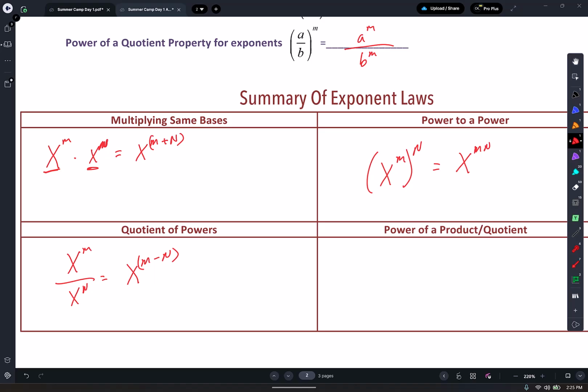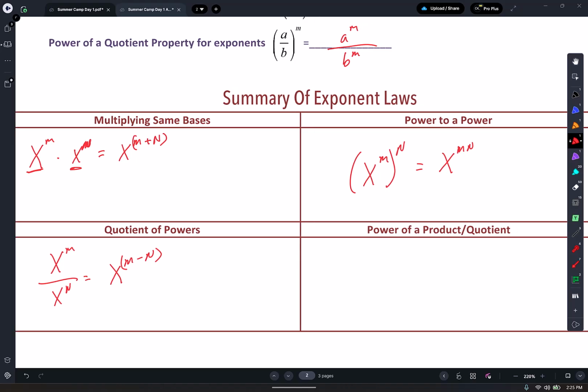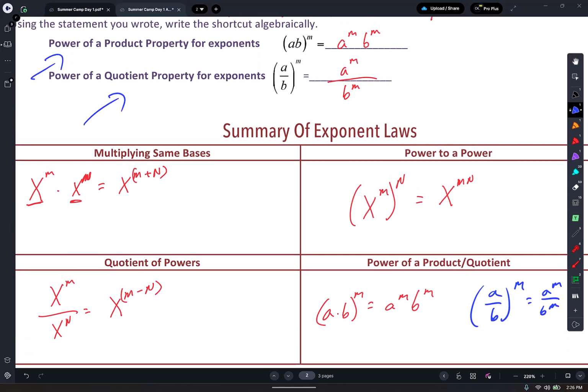And then power of a product and quotient. So I'll put both of these here. So if I have a times b to the power m, that just means a to the power m, b to the power m. And same thing if it's a quotient, a over b to the power m, that just means a to the power m over b to the power m. That's what we just did right here. And sorry that I used AB. I should have used, that's fine. Not a big deal.